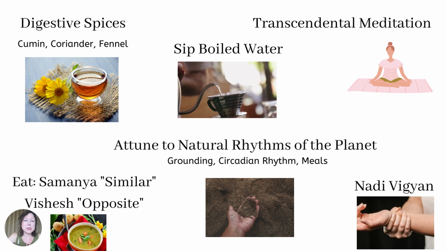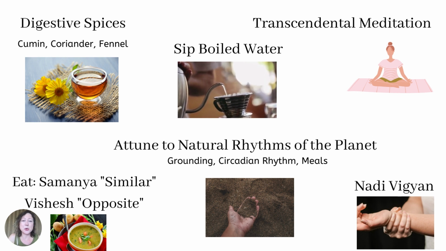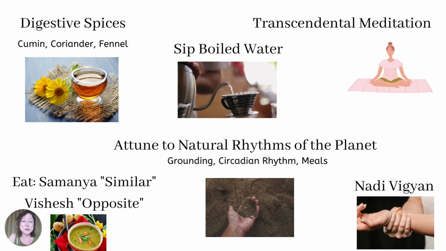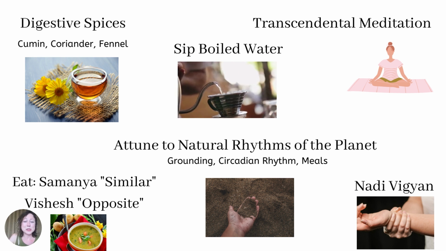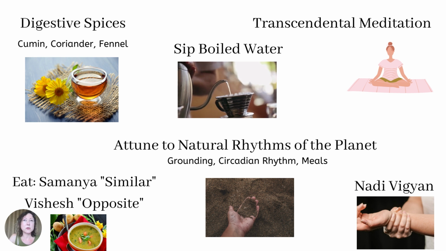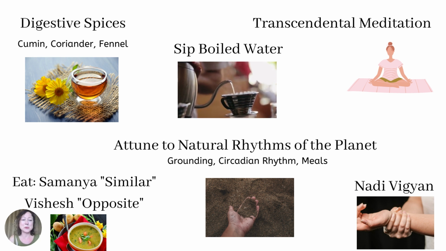And finally, here's some other stuff that we can do to balance our system. We have digestive spices, cumin, coriander, fennel. You can drink that as a tea, incorporate that into meals, sip boiled water to reduce ama or toxins, transcendental meditation to connect with self and to consciousness, attune to natural rhythms of the planet by grounding, attending to our circadian rhythm, and eating proper timed meals. Eat similar foods or opposite foods, also called samana and vishesh. So if you're vata and you're on the drier side and it is a dry time of weather, you might want to eat less dry foods, opposite foods such as soup.